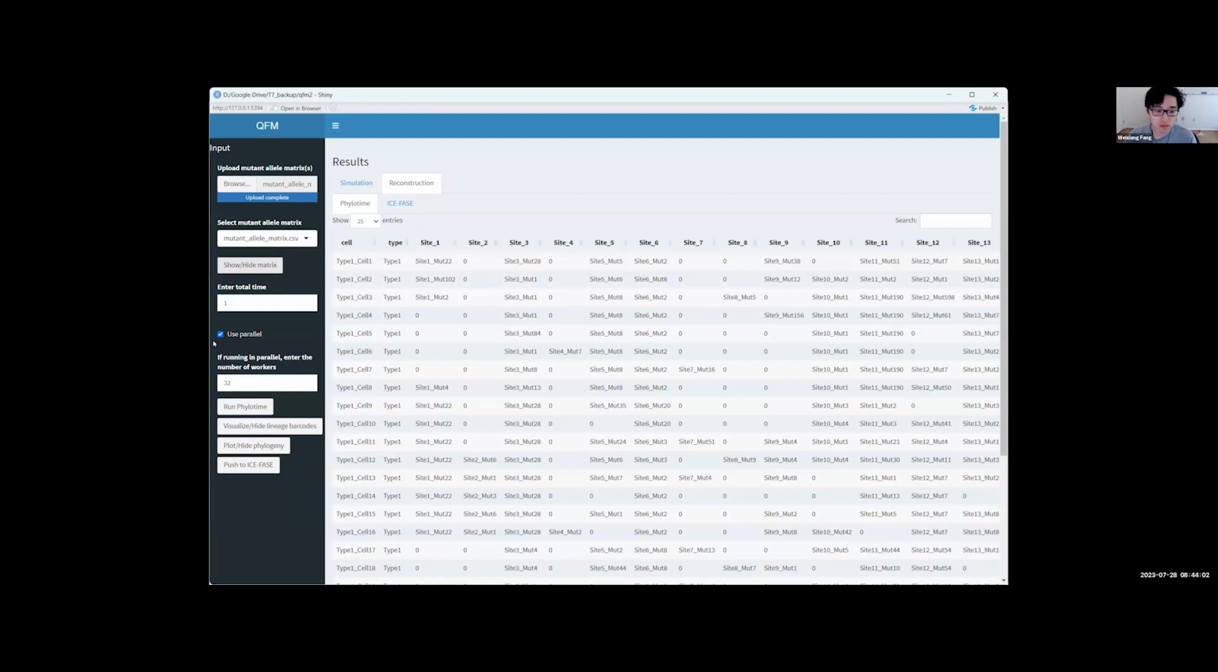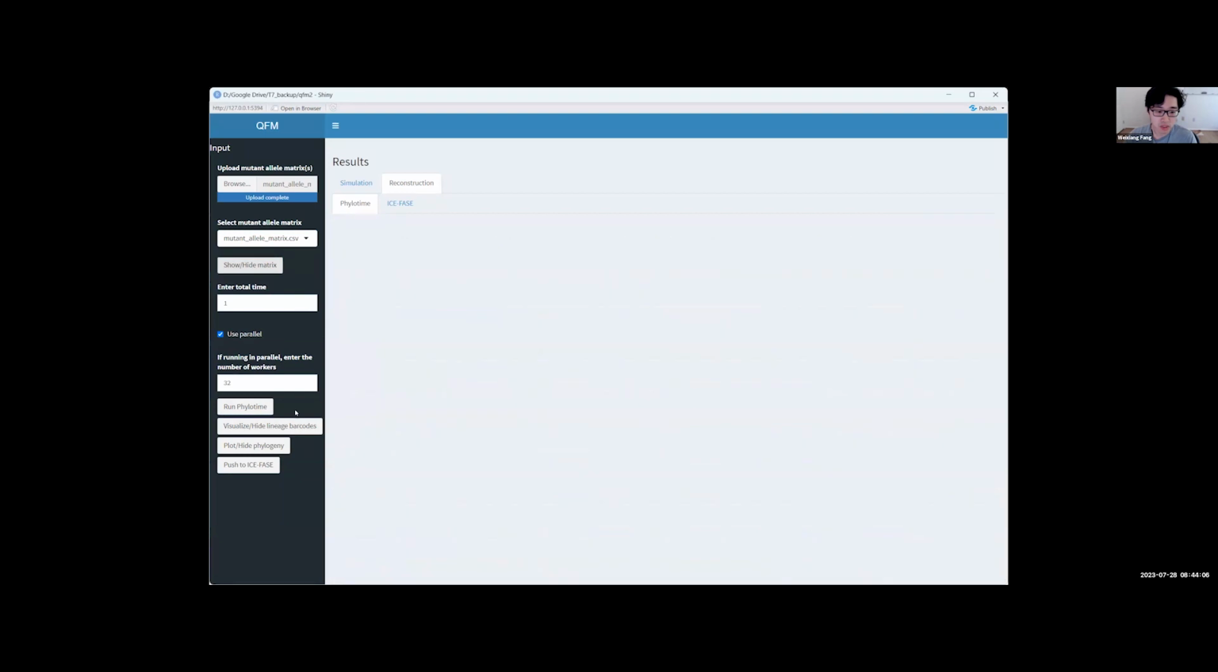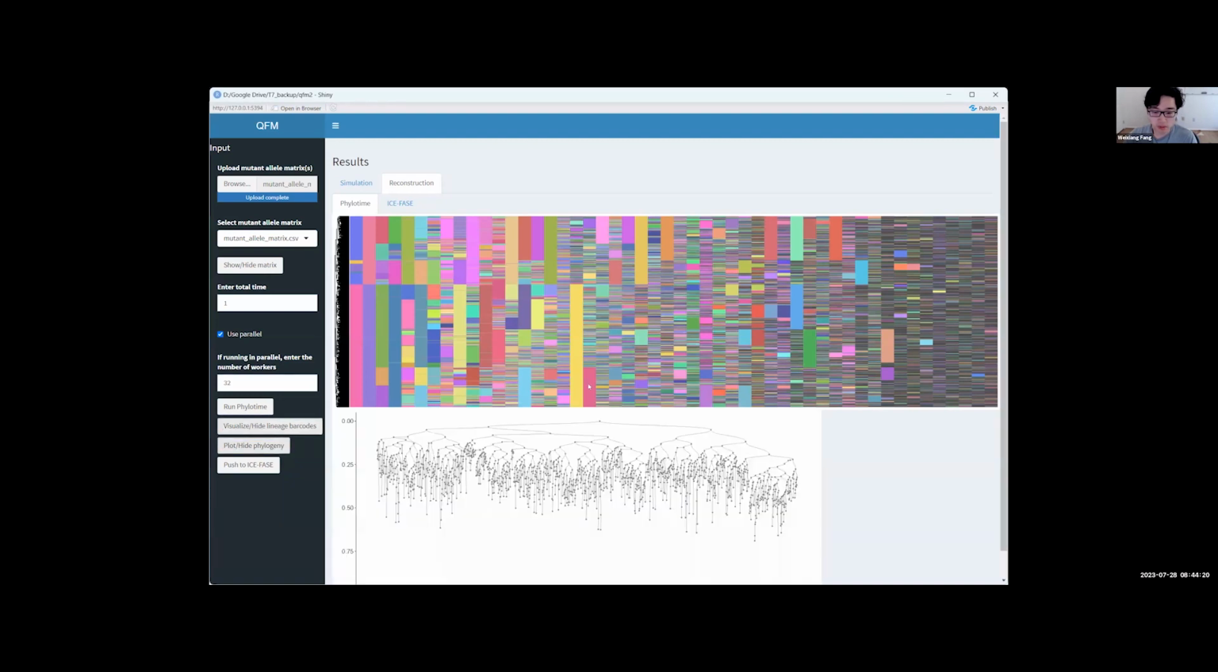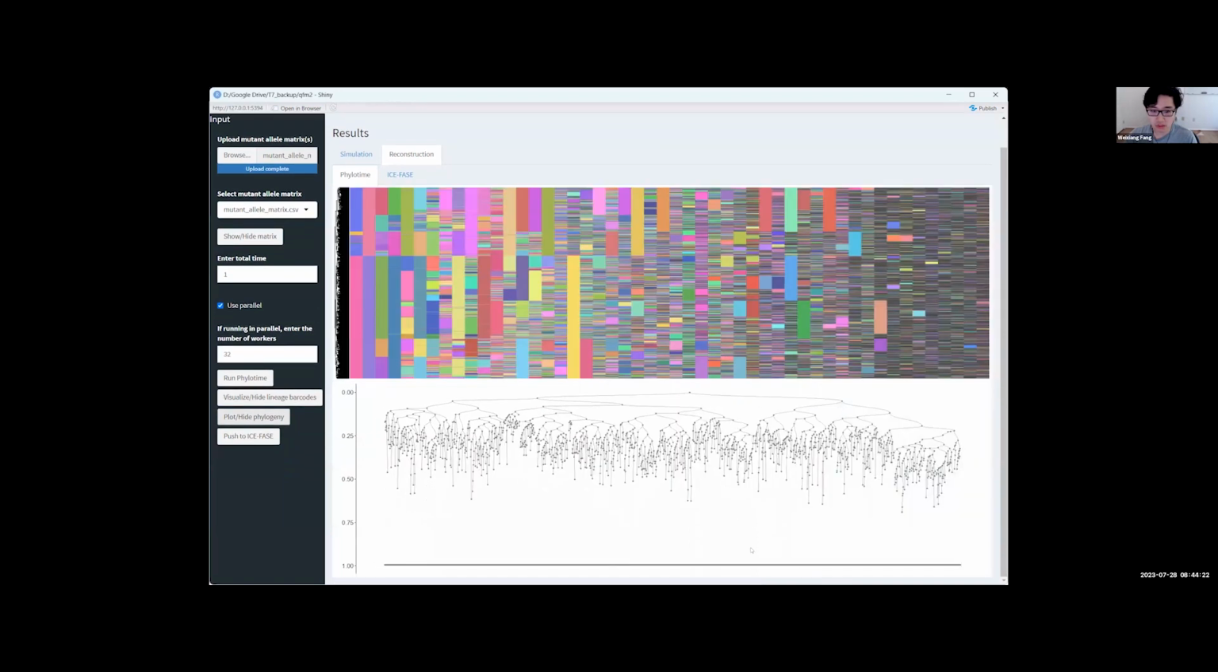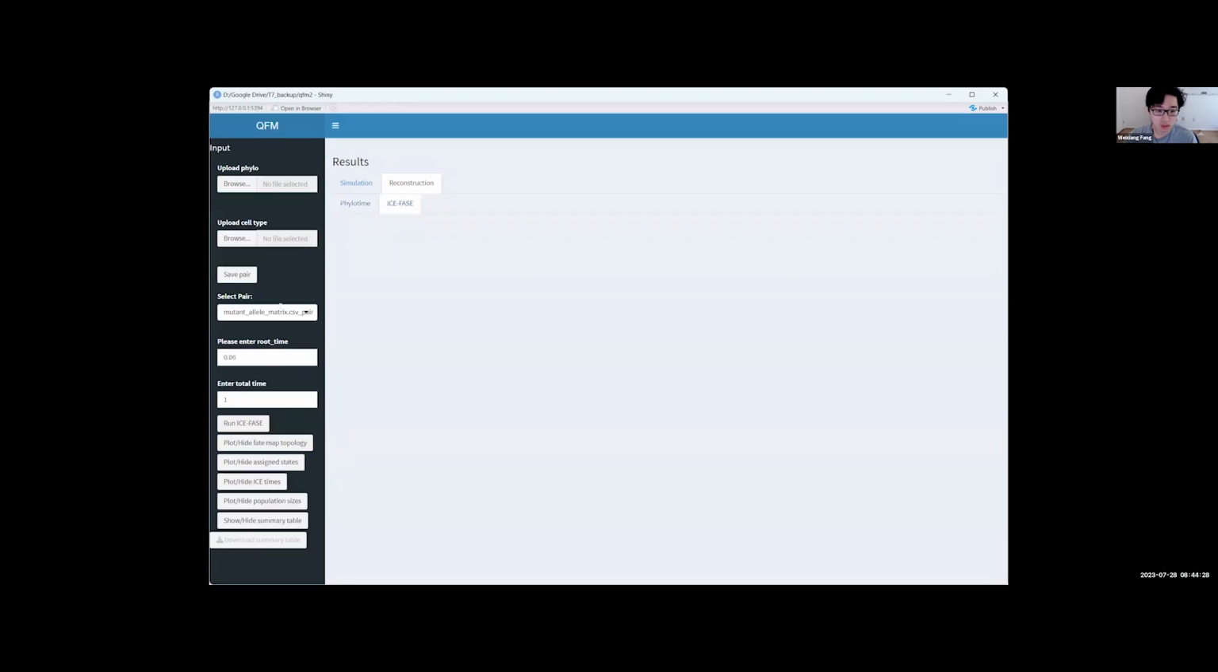So after entering some parameters and deciding whether you want to run the algorithm in parallel, you can visualize the reconstruction results. Here, this is showing the results of the character matrix, but it's very hard to see the reconstructed phylogeny here. So instead, you can also visualize the phylogenetic tree on its own. Once this is done, you can push the results to the iSpace stage, along this drop-down box.